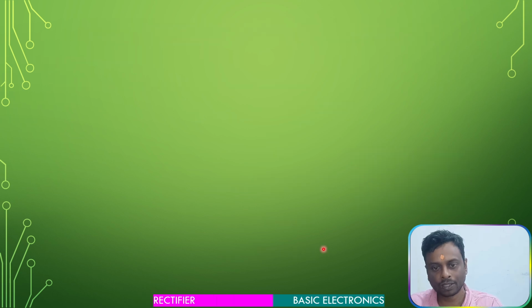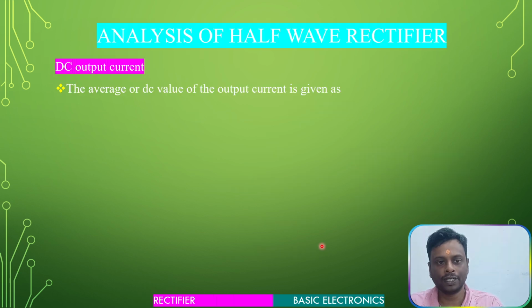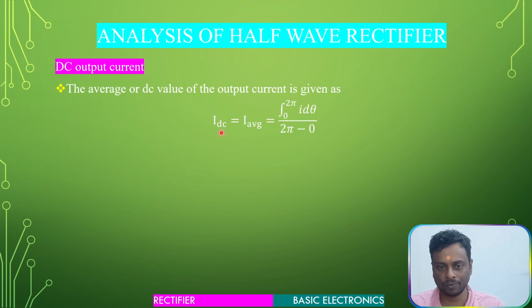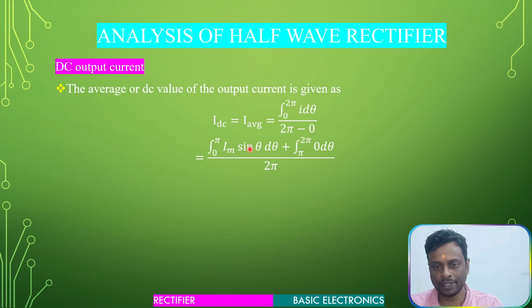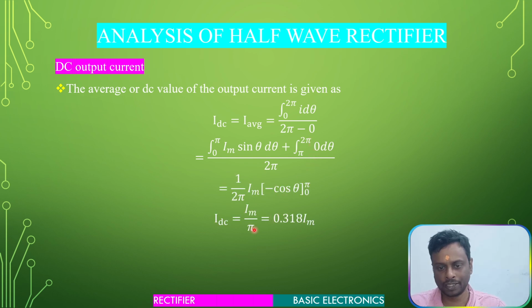Next is your DC output current. The average or DC value of output current is given by the same formula. So IDC equals I average, the integration from 0 to 2 pi of I d theta. Similarly, we have Im sin theta between 0 to pi, and pi to 2 pi we have 0. If we integrate this, we get the same result: Im by pi, that is 0.318 into Im. This is the average or DC value of the output current in a half wave rectifier.